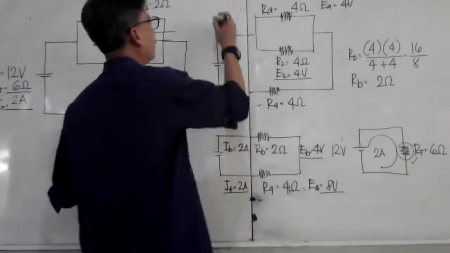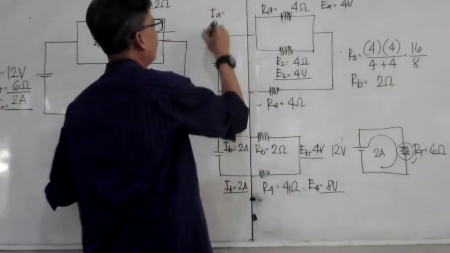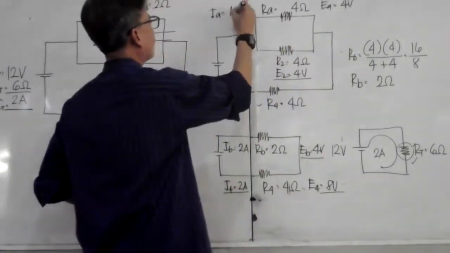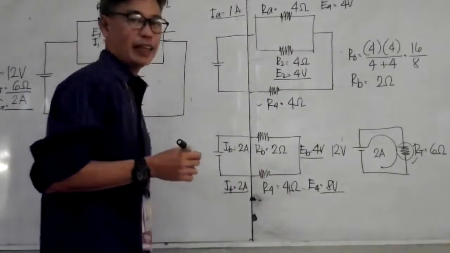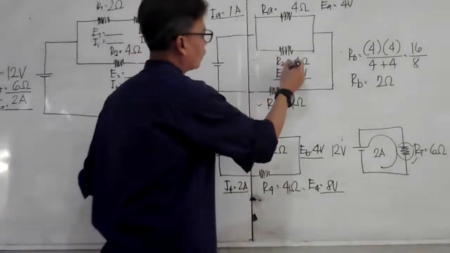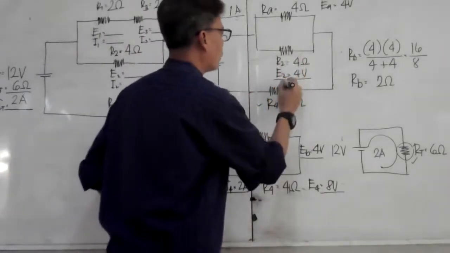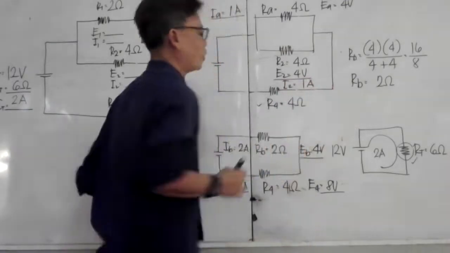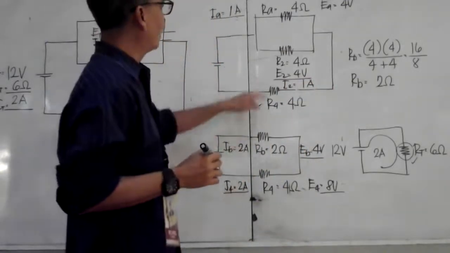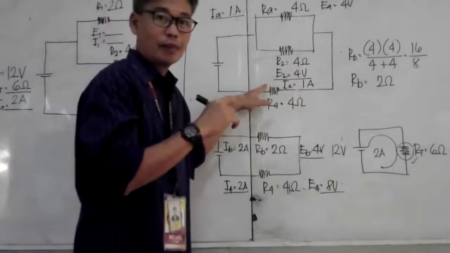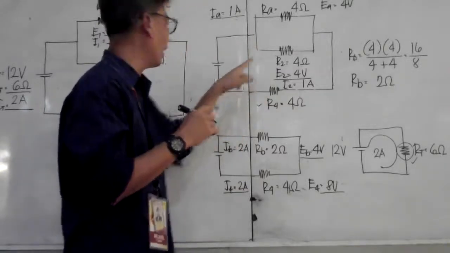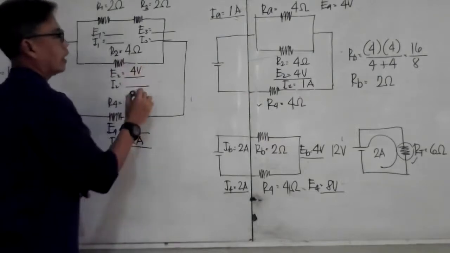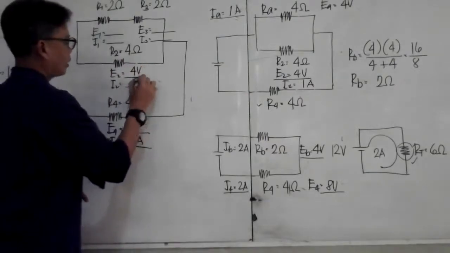So what is your current? I sub A is equal to 4 over 4, so you have 1 ampere. Next is your R2 and E2, pareho silang 4, therefore your I2 is also equal to 1 ampere. So may value ka na, 4 and 1 para sa second resistor. Lagyan natin dito. So you have 4 volts and 1 ampere.